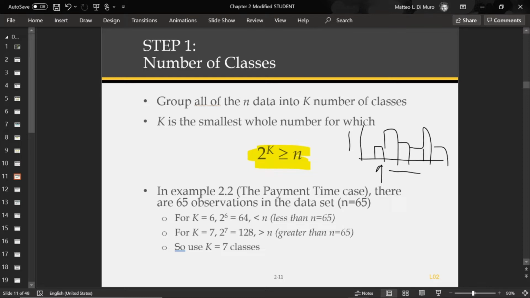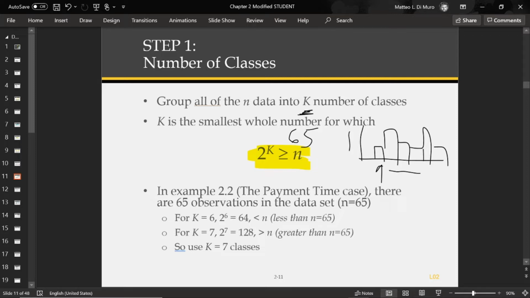Okay, so what we need to do is decide how many different groups we are going to have to make a nice histogram. What this formula helps us do is figure out how many classes we need, and we always use the letter K to talk about the number of classes. Now, when you take 2 and raise it to the power of K, it has to be greater than or equal to N. Remember, in our example, N was 65, so there were 65 pieces of data. So you essentially do a little bit of guess and check to figure out what K should be.